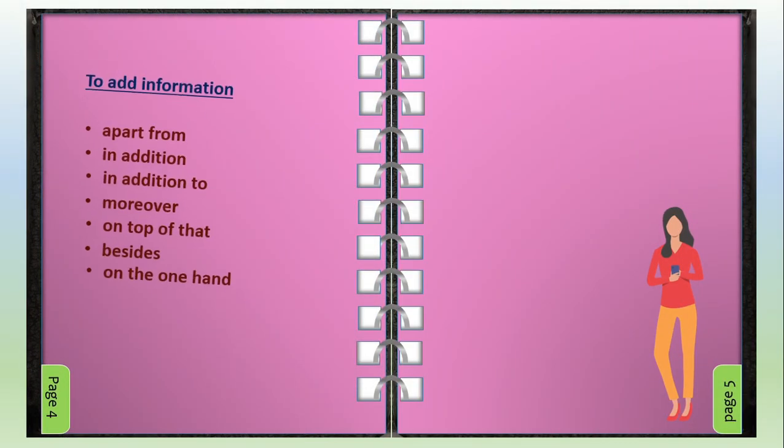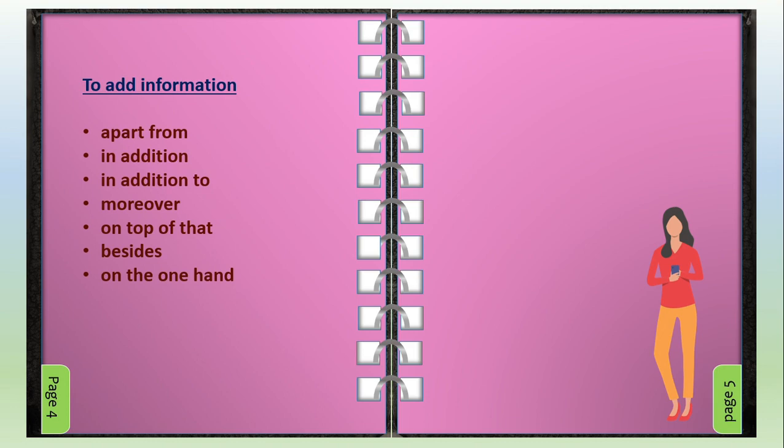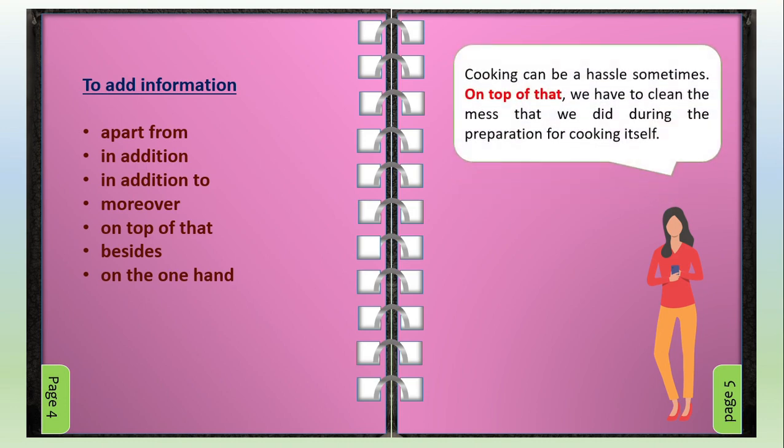So the second one, to add information. Apart from to illustrate, we have to add information. Apart from, in addition to, moreover, on top of that, besides, on the other hand. Cooking can be a hassle sometimes. On top of that, we have to clean the mess that we did during the preparation for cooking itself. So the first sentence is actually to explain cooking can be a hassle, problematic. So to add information to the hassle, we have to clean the mess.